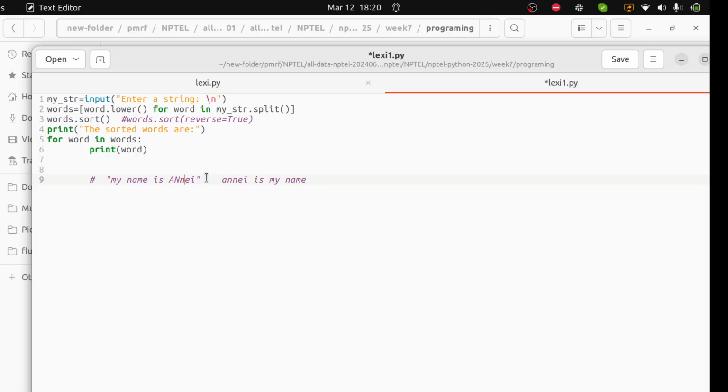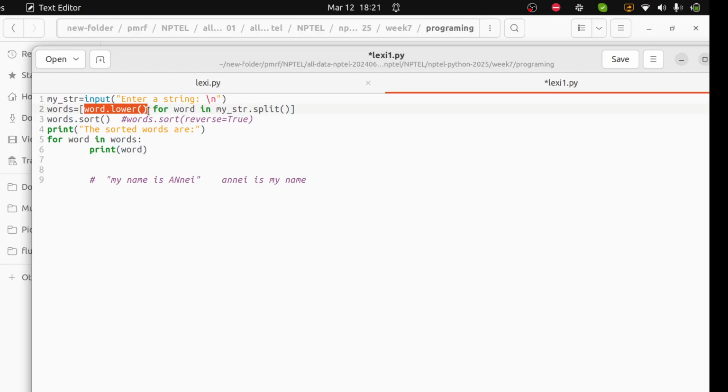If Python differentiates between capital letters and small letters and works differently, then we will not get the ordering we want. So for this case, we will write word.lower, so that if there is any uppercase in our sentence, it will be converted to lowercase. So that is word.lower.